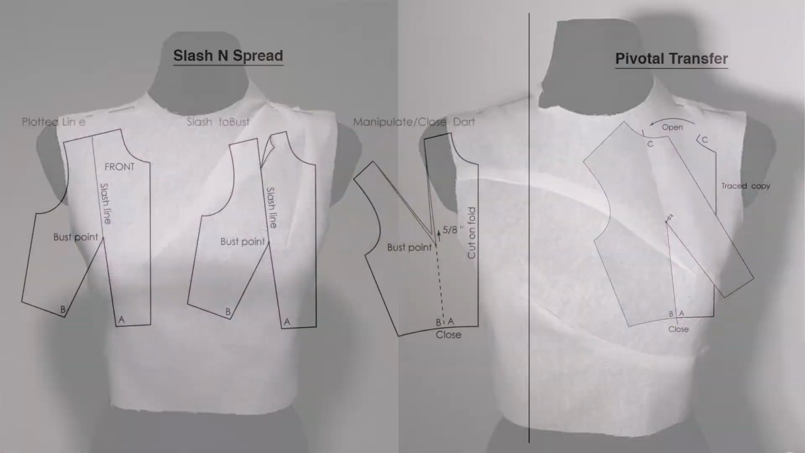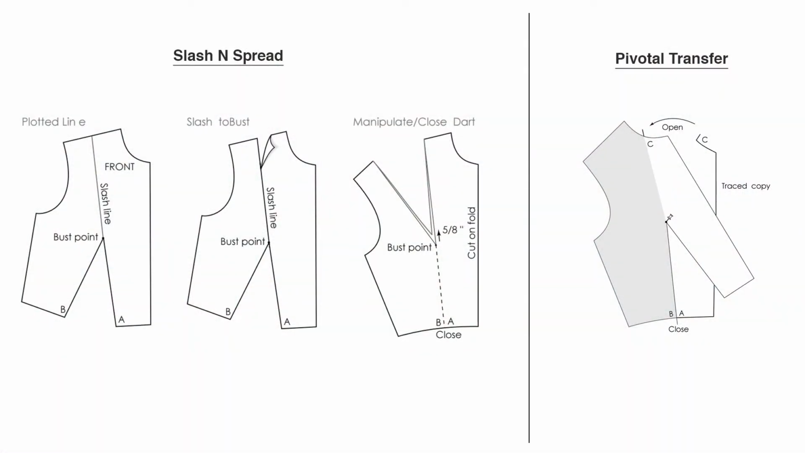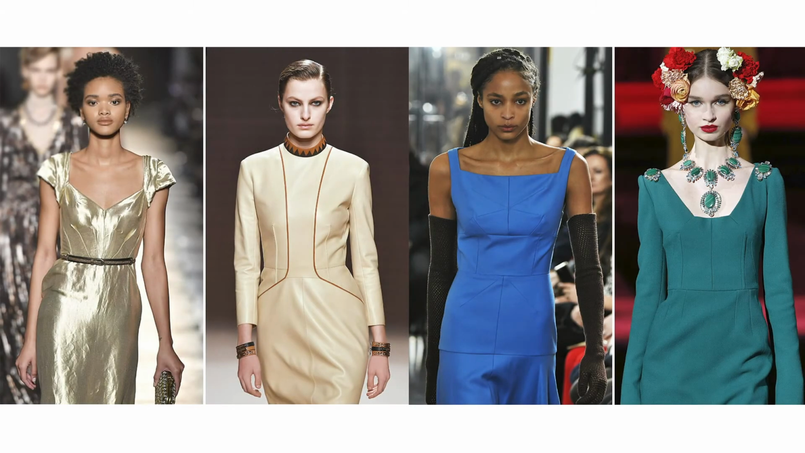There are two methods of applying this technique, slash and spread and pivotal transfer, and in this tutorial we are going to learn how to use both of these methods for dot variation in Clo3d. So we first start with charting the dot location, where I'm going to draw guidelines from the bust point to each dot location. Besides the fact you can transfer the dot anywhere around the pattern, these selected dot locations have specific names, and if you are a fashion design student or a pattern maker, it is essential to know.